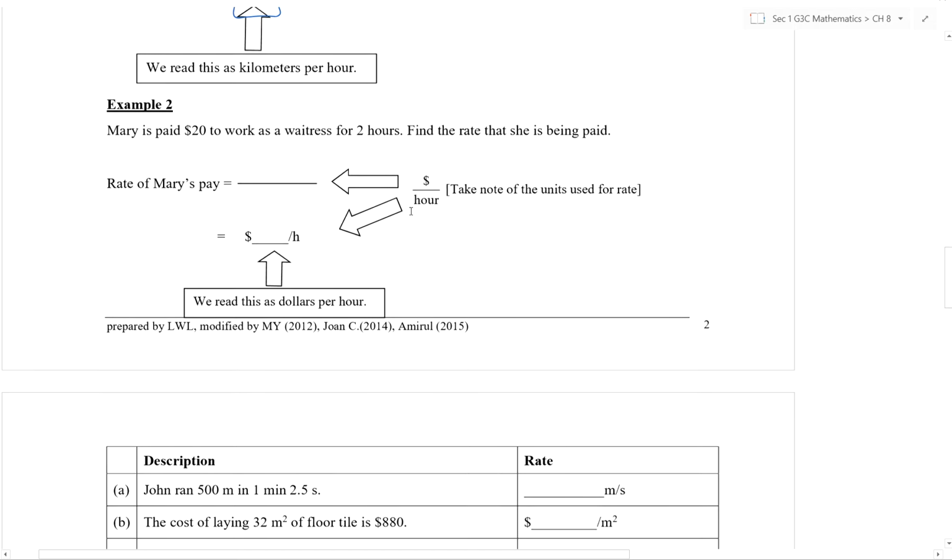Next one. Mary is paid $20 to work for 2 hours. Find the rate that she is being paid. So how much money does she earn in 1 hour? How much money per hour? So 20 over 2 hours. $20 over 2 hours, we get $10 per hour.